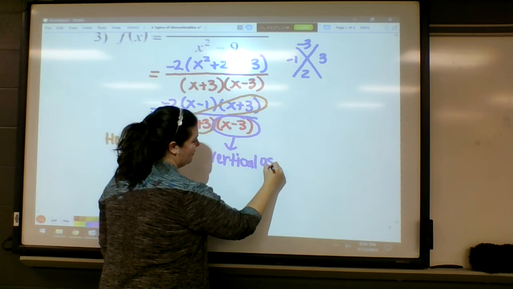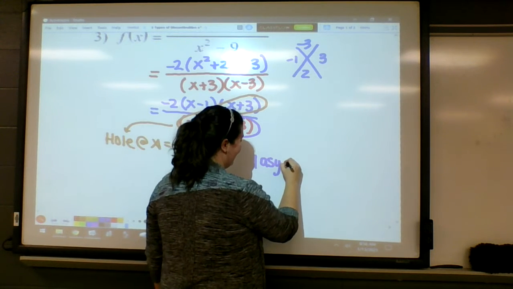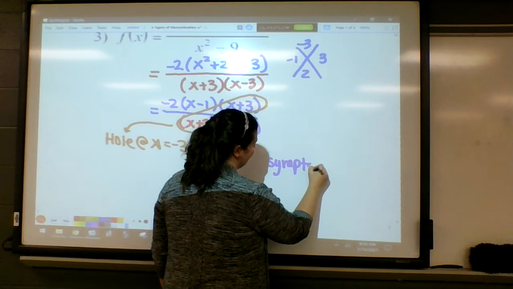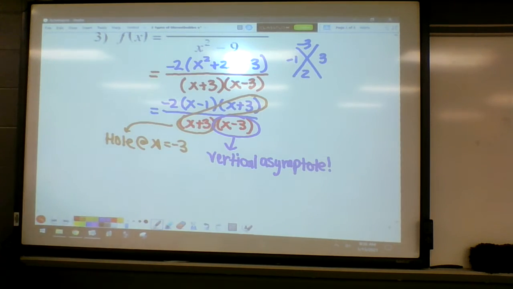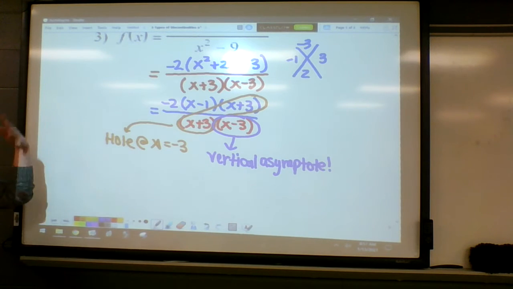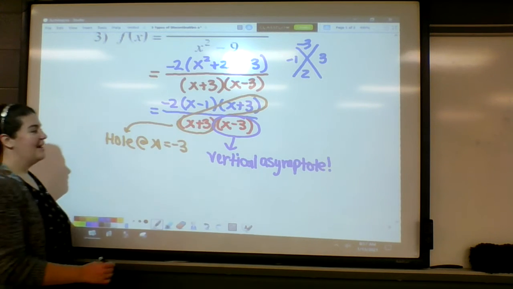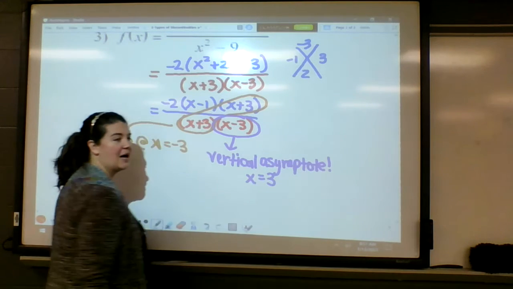asymptote. How many of you have heard of asymptotes before? No. Is that a no, I've heard of them, I just really don't want to talk about them again? Oh, you've never heard of it. It's a vertical asymptote. I know it's a crazy, unique math word, but yes, vertical asymptote. That's if it's in the bottom by itself and there are no matches in the top. This vertical asymptote is at x equals +3.